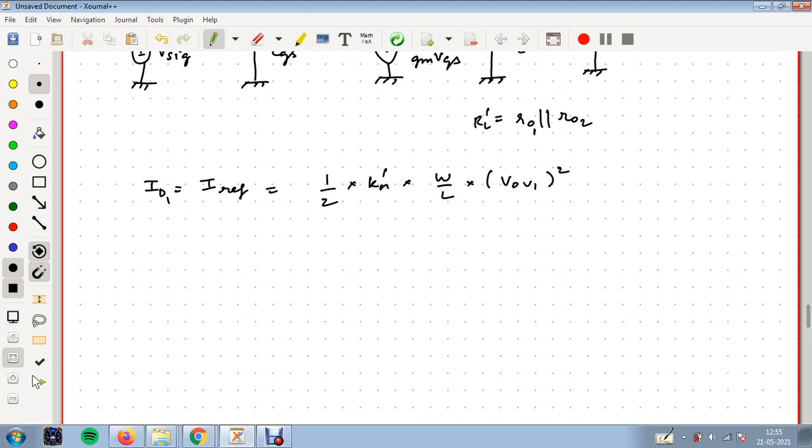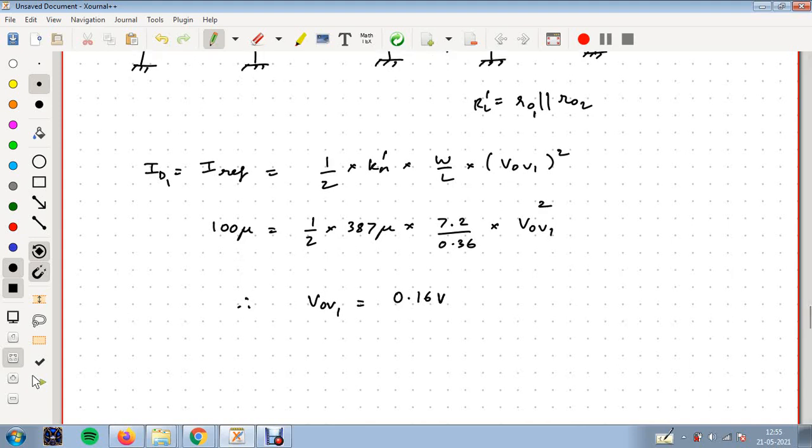From this I reference, I already know it is 100 micro, which is equal to half into Kn prime, 387 micro, into W by L, 7.2 divided by 0.36, into VOV1 square. If you solve this, VOV1 will give 0.16 volts.